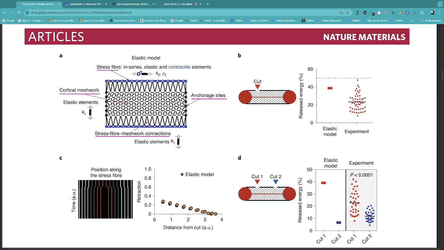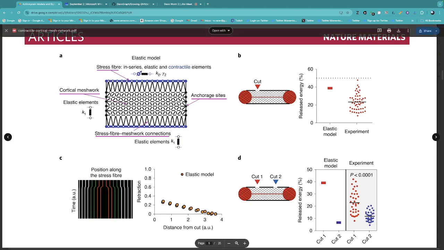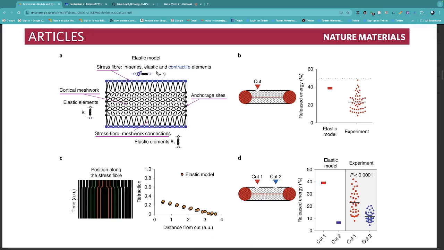A stress fiber is an in-series elastic and contractile element. The elastic elements are here, and then you have this set of connections that are also elastic elements. So you see that this model is a little bit different. It's this mesh network that's connected to the edges, the stress fibers, by these stress fiber meshwork connections with a different topology. You have anchorage sites on either side, which governs sort of how it moves around. So we're dealing with a different topology in this model.